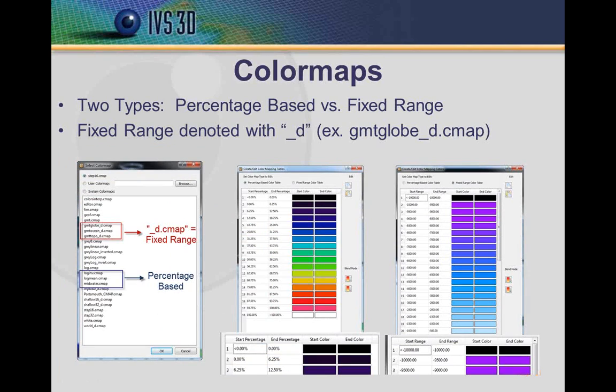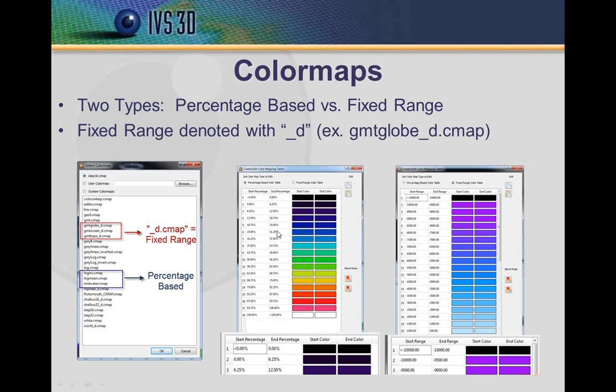We have two types of color maps in Fledermaus. We have what's called a percentage-based color map and a fixed-range color map. Fixed-range color maps, when you look at your color map library, are denoted with a _D after them. So here we see _D color maps, and these are our fixed range. And here we see color maps that are percentage-based, so no _D.